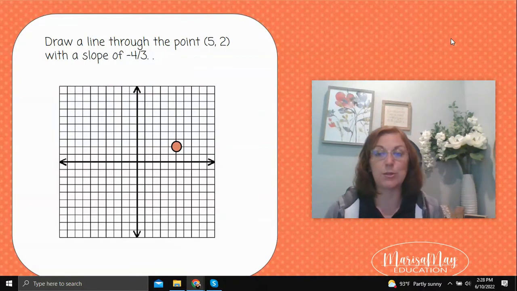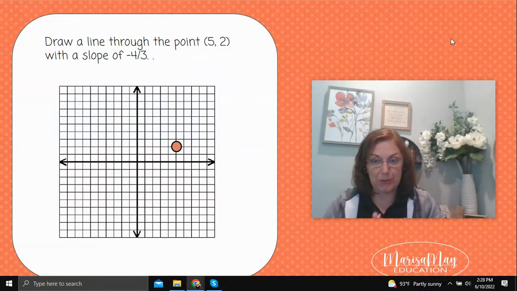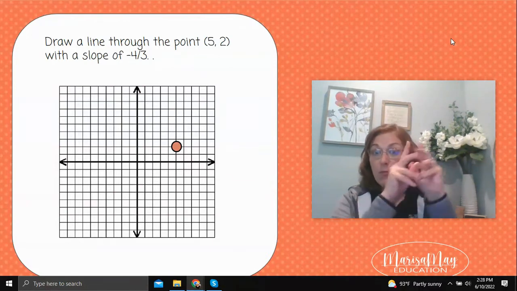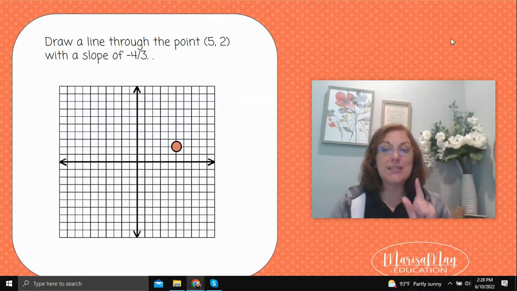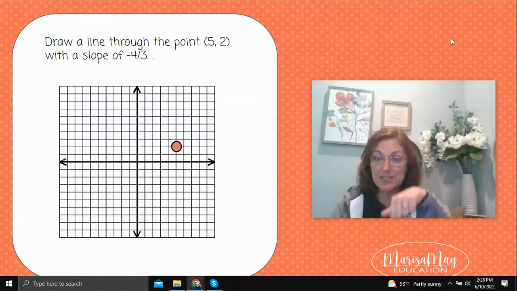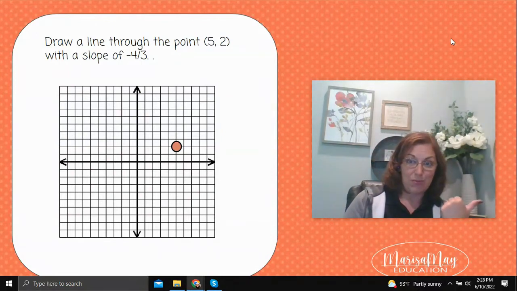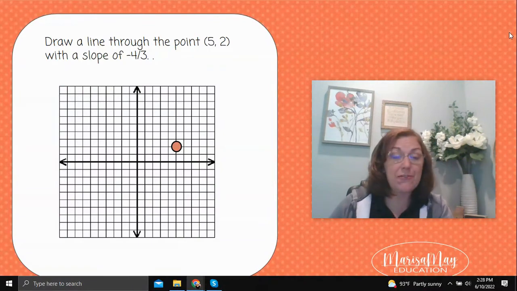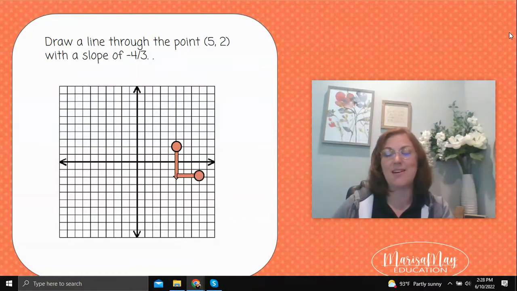Now, very carefully, our slope is already written as a fraction. However, it's negative. So let's think this through. What are we going to do? We're going to take the negative with the rise part. So instead of going up 4 and right 3, we're going to go down 4 and right 3. Again, starting from this point 5, 2, we've already plotted. We're going down 4, right 3. So there's my down 4. There's my right 3.